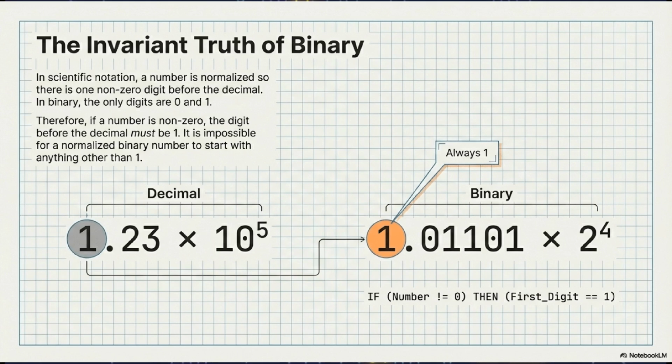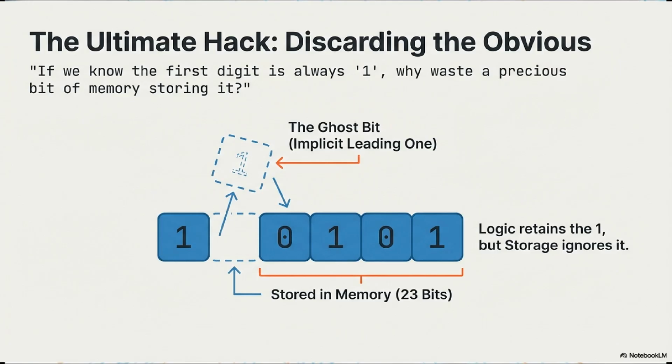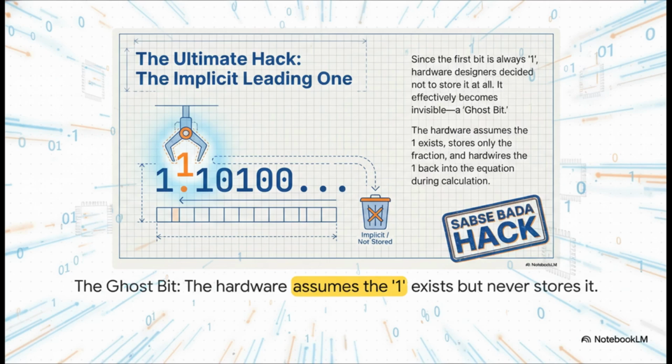If that leading 1 is always there, if its presence is totally guaranteed, then why on earth are we wasting one of our precious 32 bits to actually store it? It's like writing a plus sign in front of every positive number. It's just redundant information. So what did they do? They just didn't store it at all. This is the implicit leading 1, or as I like to call it, the ghost bit. The hardware simply assumes the 1 is there at the beginning, making it completely invisible in memory. It's the biggest hack of them all.